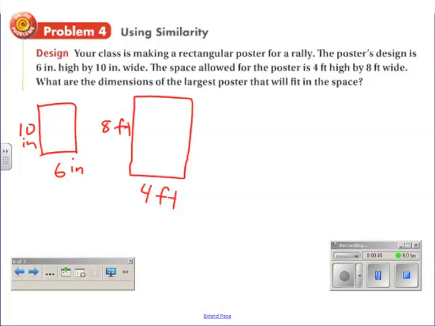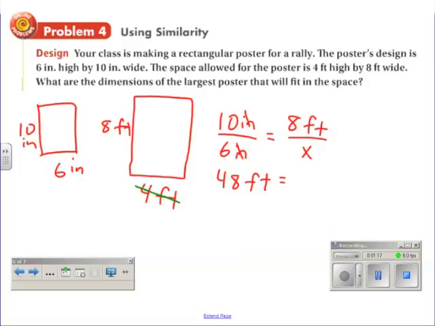So what I'm going to do here is I'm going to ignore one of these lengths. So for right now, I'll ignore 4 feet. And so I'll set up my ratio, 10 inches to 6 inches. And then I'll see how that goes on to a piece of larger paper that is 8 feet by some unknown dimension. So we will cancel out our inches here. We'll cross multiply the 8 feet with the 6, so we will have 48 feet, and that'll equal 10x. We divide both sides by 10, and we're left with x equals 4.8 feet.